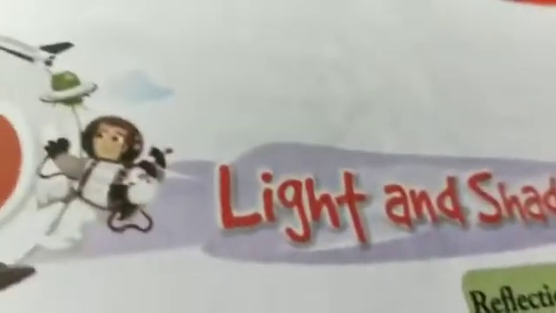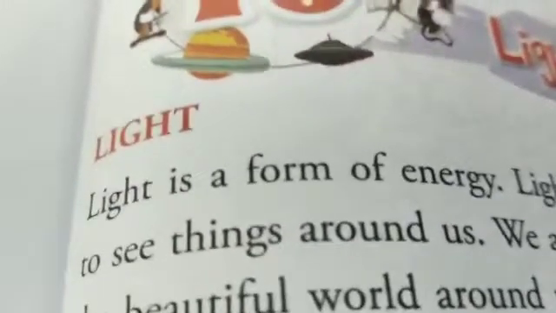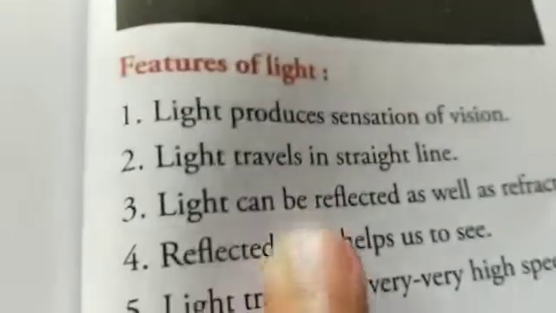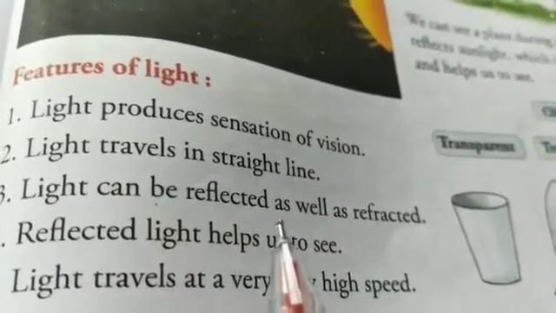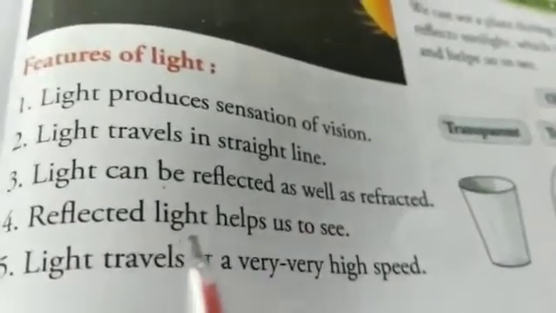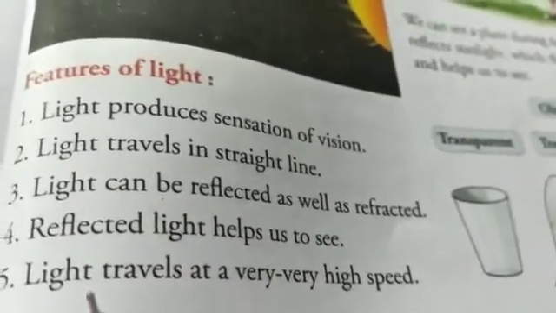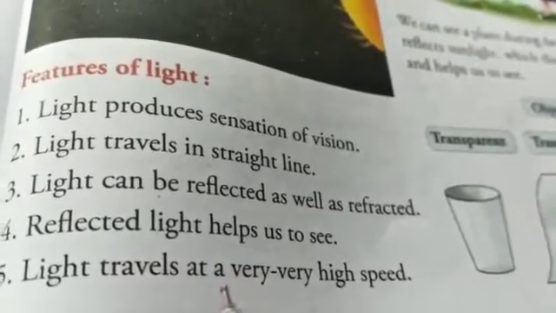The heading suggests: what is light? So light is a form of energy. Why energy? What is the definition of energy? If we talk about the features of light, it produces the sensation of vision, it travels in a straight line, it can be reflected as well as refracted. Reflected light helps us to see. Light travels at a very high speed.